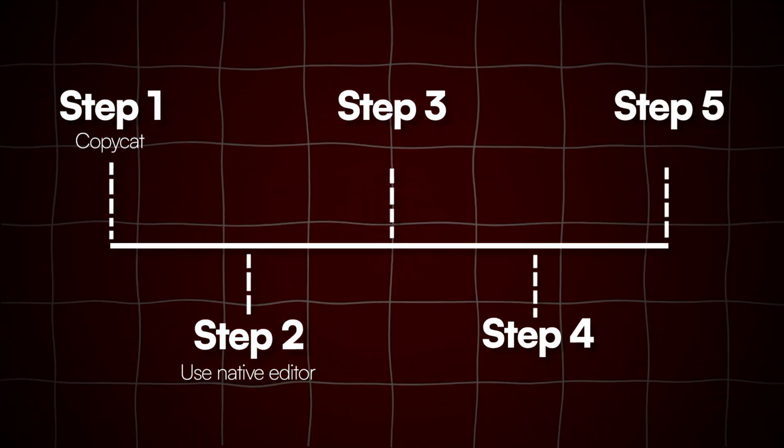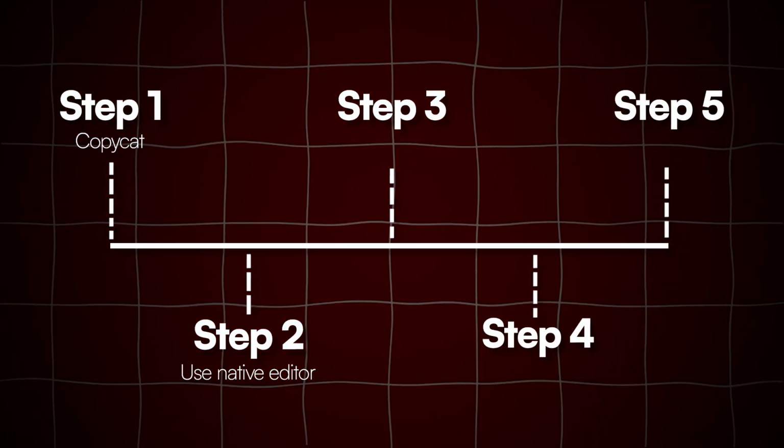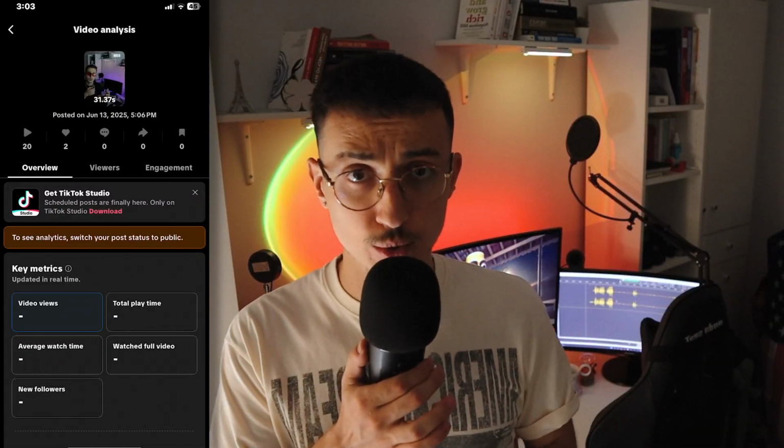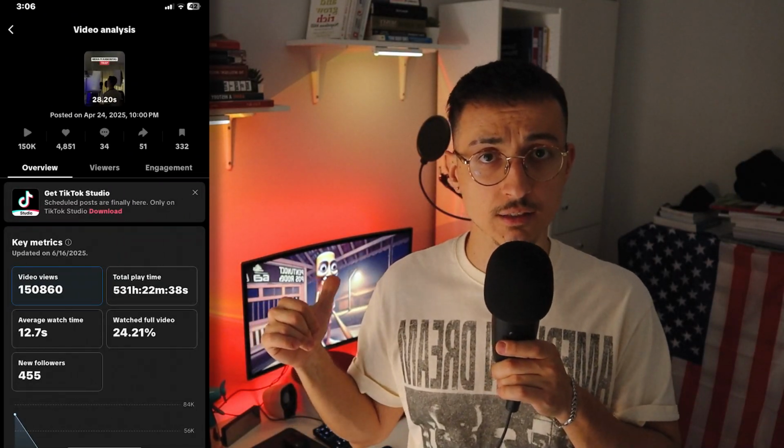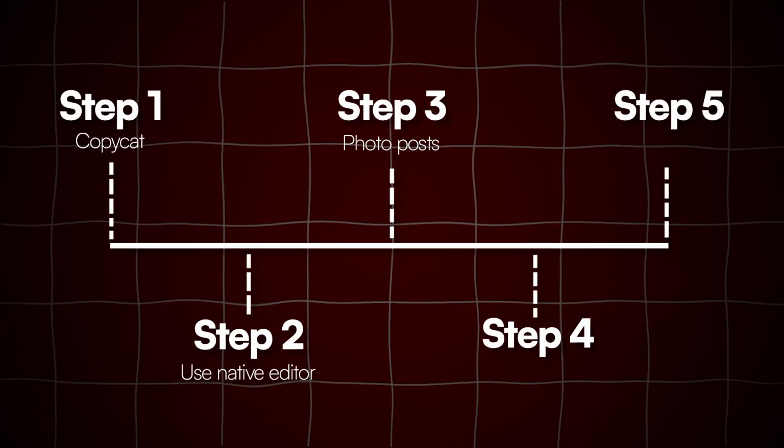Step 2. Create all the videos within the app. Always create the videos within the native editor. It is very good right now, it has lots of features and the algorithm loves it when you do it. It always favors this type of video. One video I made with Premiere Pro got 10 views and the same video I made with TikTok got 100k views.